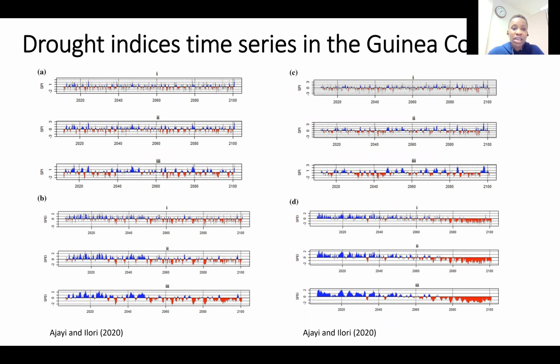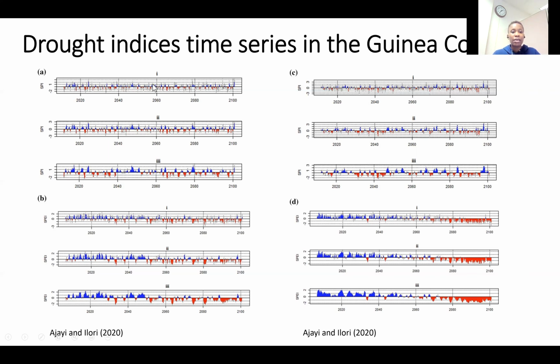So from here, we can see the different groups. For A, this is the SPI time series for 3 months, 6 months, 12 months under the RCP 4.5. And for B, it is the SPEI values for 3, 6, 12 months under the RCP 4.5. So the same applies for C and D. The only difference is that this is for the RCP 8.5 and this is the SPEI for the RCP 8.5 also.